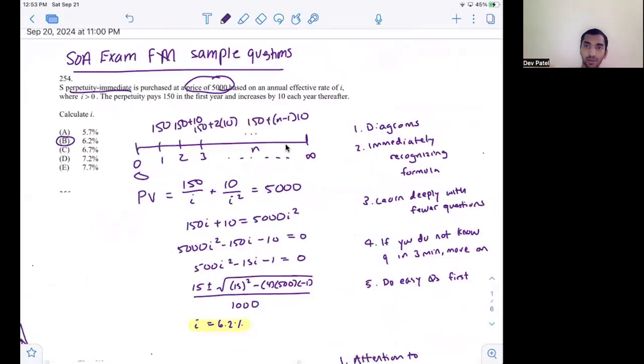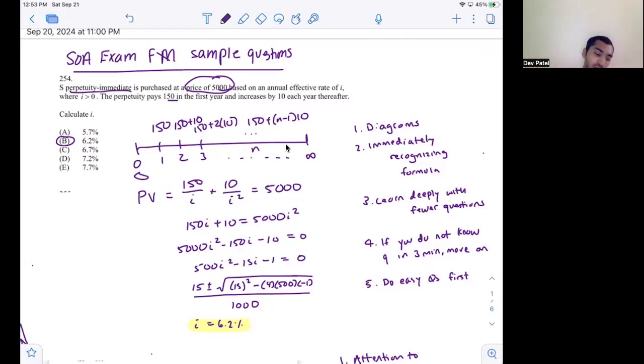This is similar to what you want to do in every single problem where you have a perpetuity, an annuity due, an annuity immediate, or other payment patterns. Draw a time diagram where you can visualize when the payments are actually being made. So that's the first step here. At time one, we have 150, and then at each time step we increase by 10. So at time n, the payment is 150 plus n minus 1 times 10.